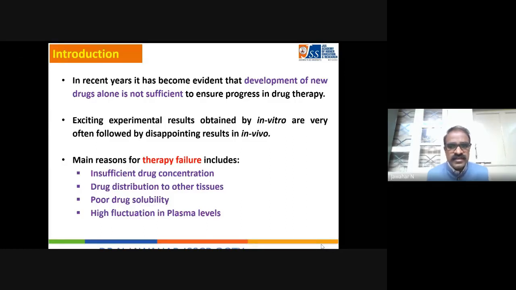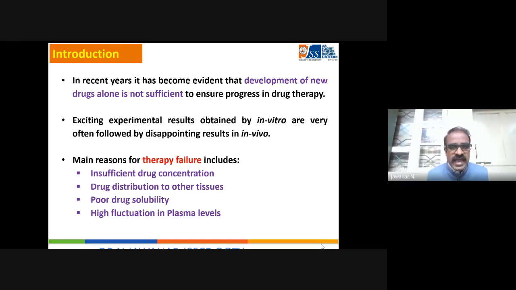Then poor drug solubility. This is the first and foremost issue in the current scenario, because most of the drug molecules available in the market come under the category of BCS class 2 or BCS class 4, as you know very well. BCS class 2 is poorly soluble and highly permeable, whereas BCS class 4 is both poorly soluble and poorly permeable. So those drugs are not able to achieve better bioavailability in terms of solubility or permeability, which in turn leads to poor pharmacokinetics in patients and therapy failure.